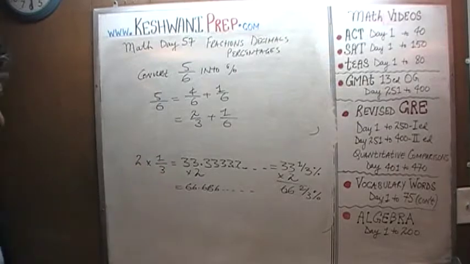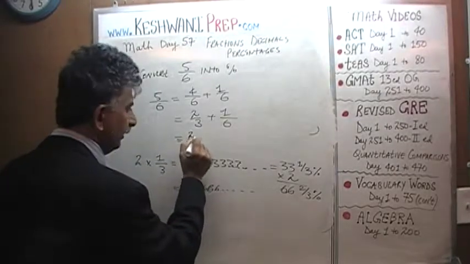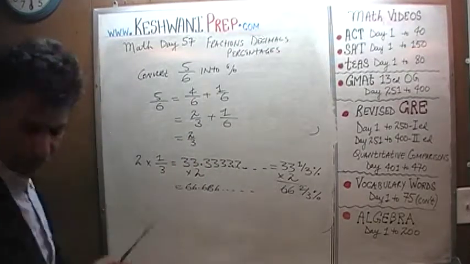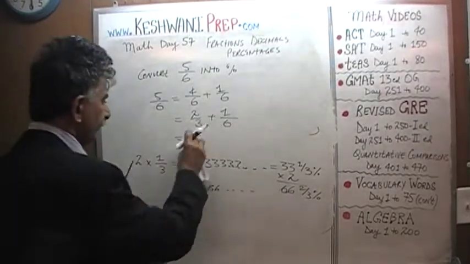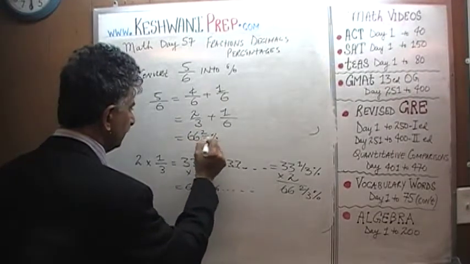So that part was easy. That part was very easy. 2/3 is simply 66 and 2/3%.